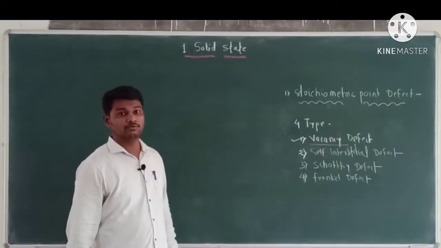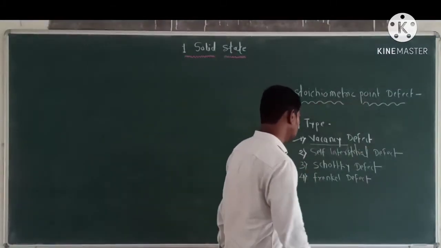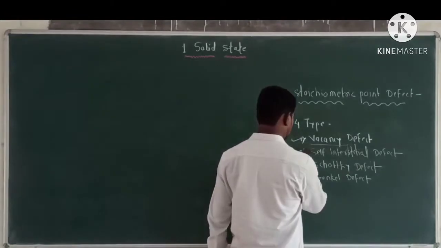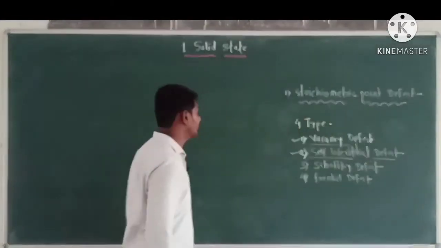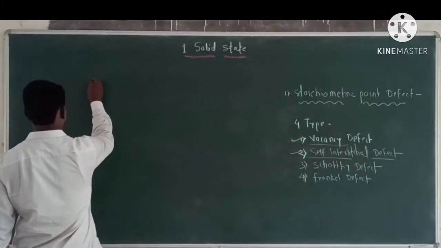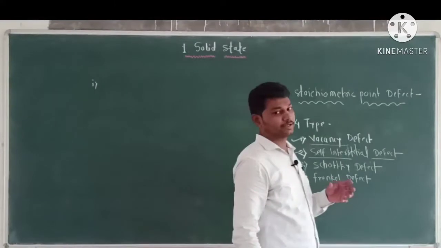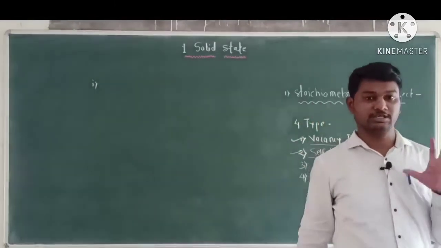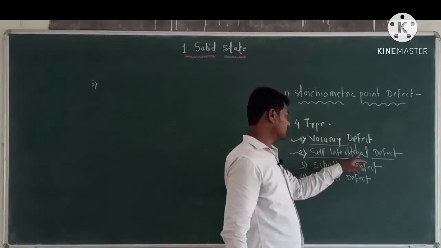Now, the second type of stoichiometric point defect is the self interstitial defect. First point, in this defect, some constituent particles occupy the interstitial site. Therefore, such a defect is called a self interstitial defect.